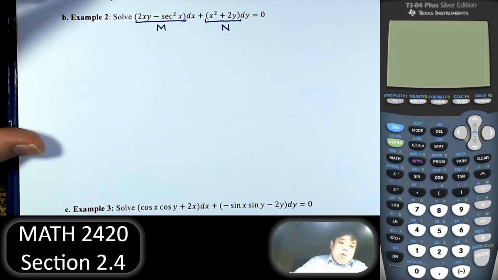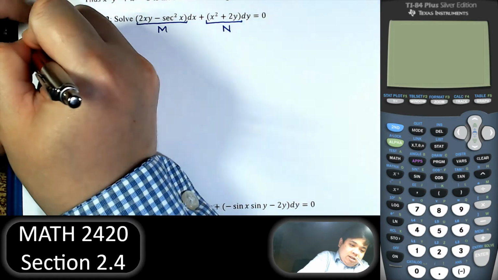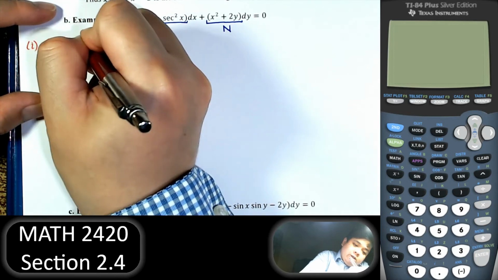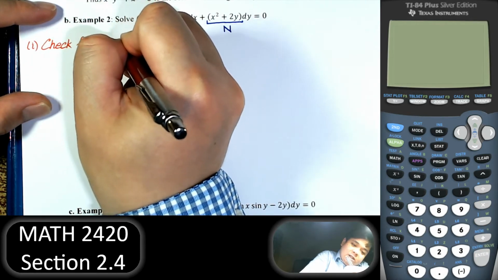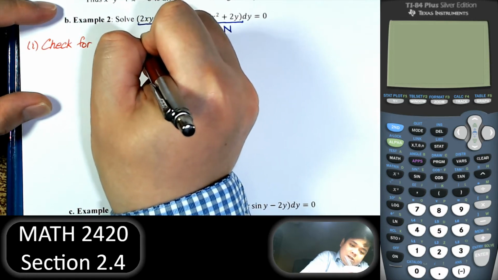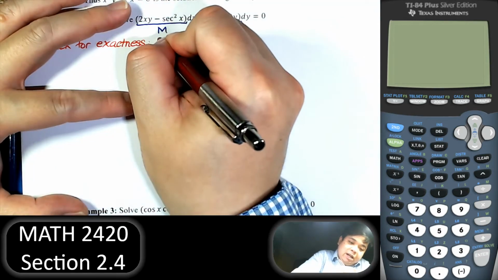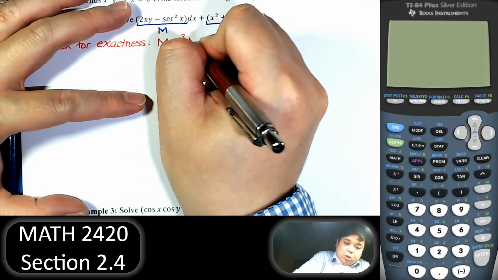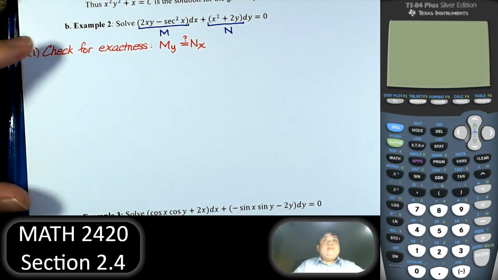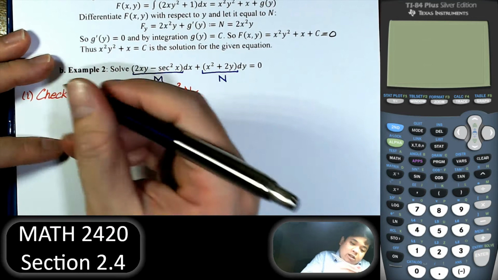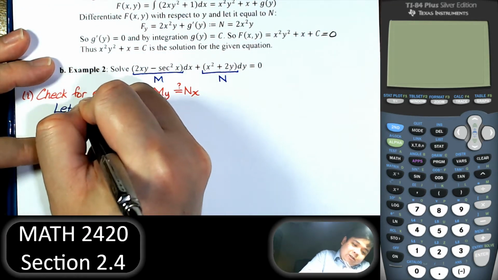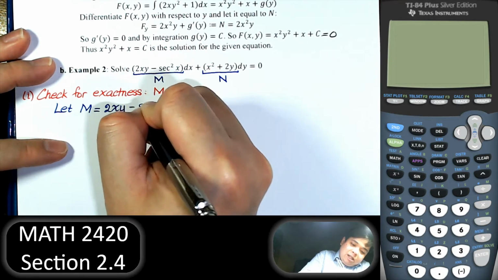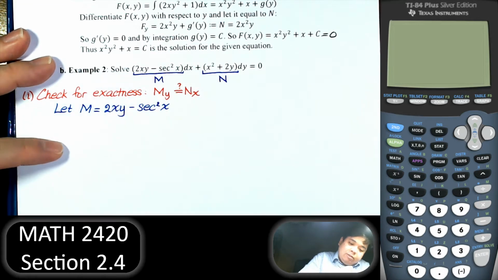Right, the first thing I'll do is check to see if it is exact. So first, check for exactness, meaning that we will check whether M with respect to y is equal to N with respect to x. Right, so M is equal to 2xy minus secant square of x.